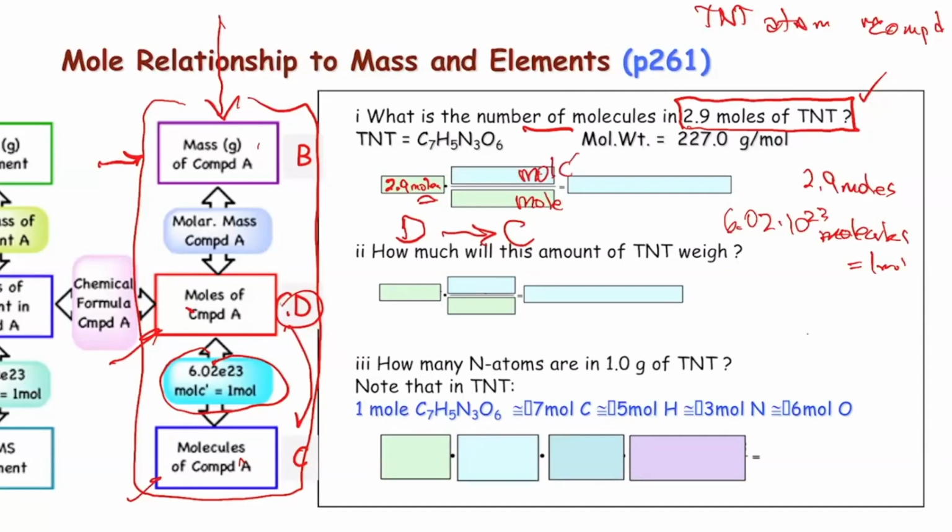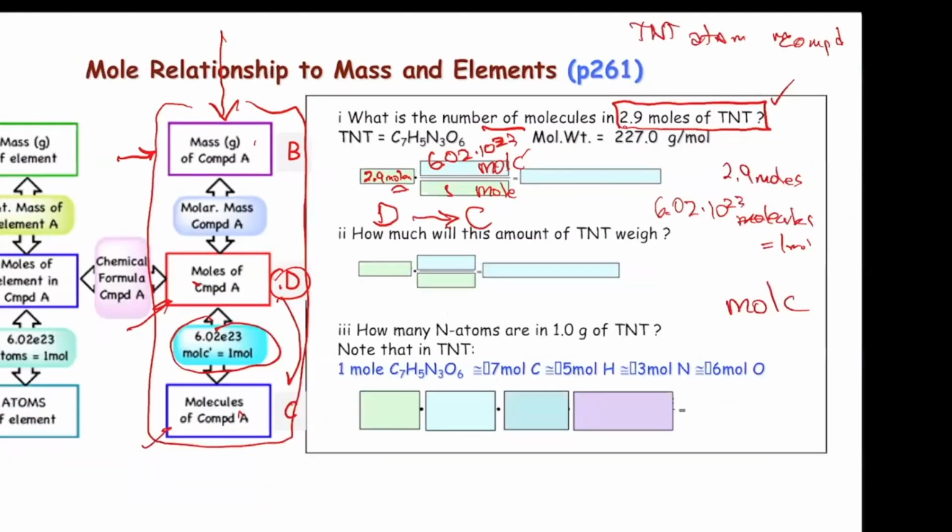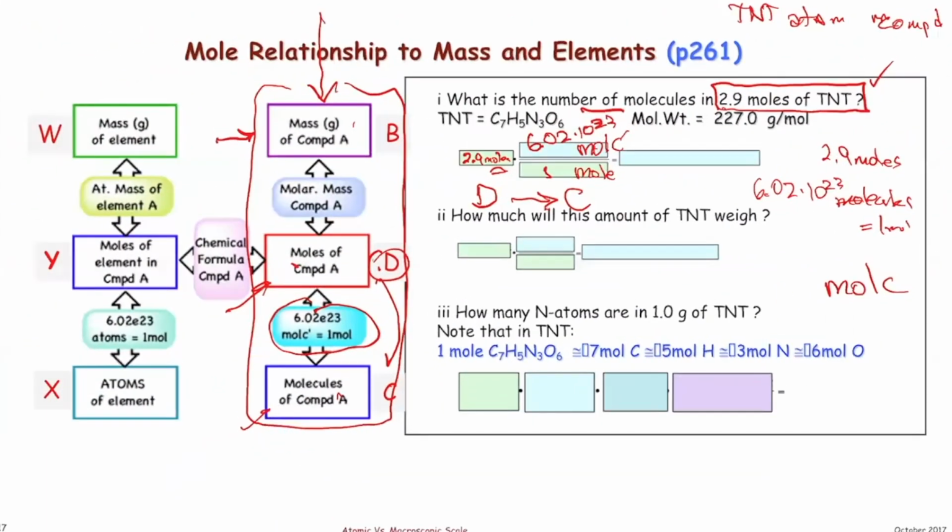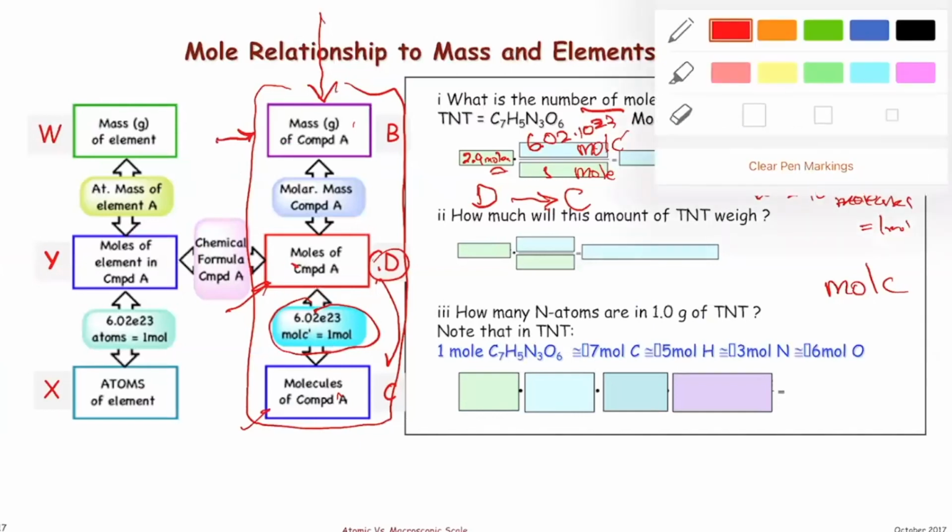I abbreviate molecules, by the way, MOLC. Now, what numbers do I put here? Well, 1 here and 6.02 times 10 to the 23rd here. And then I just carry out my math. It would be 2.9 times 6.02 times 10 to the 23rd, and that would be my answer. And you can see that. Let me clear this up for you.